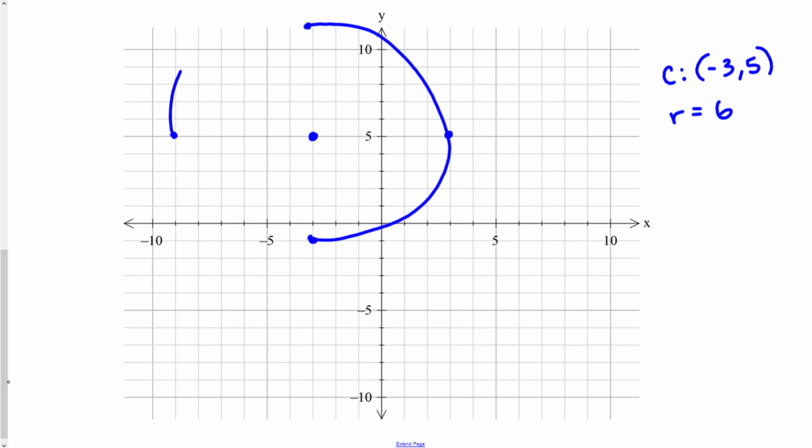These things are never terribly accurate when you're hand drawing them, but you get the idea. So as long as the center point is in the correct location and your radius is accurate, that's all anyone's looking for.